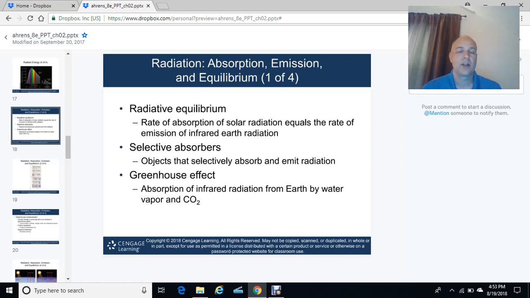Greenhouse effect. This is the absorption of IR, infrared radiation from Earth, by water vapor and CO2. This is what causes a greenhouse effect. It's a warming effect. As the long-wave radiation from the Earth tries to escape after the sun goes down every afternoon, early evening, the Earth is trying to cool and release all the heat energy it received during the day from the sun in the form of longer wavelength radiation. Water vapor and carbon dioxide are two particular gases that are very selective. They will not allow that radiation from the Earth to go back out into space.